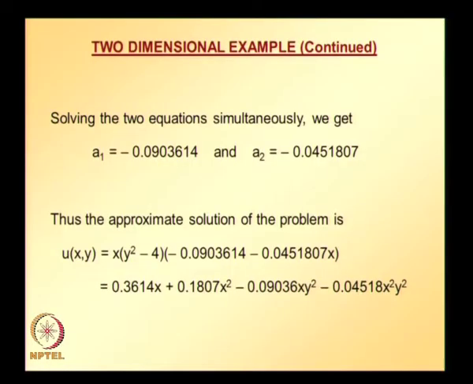And this can be further simplified, and finally, u turns out to be 0.3614 x plus 0.1807 x square minus 0.09036 x y square minus 0.04518 x square y square. As we observed for one dimensional boundary value problems, if we start with the same trial solution and solve this problem using variational method, we get exactly the same solution. So, let us see whether we are going to get that or not.